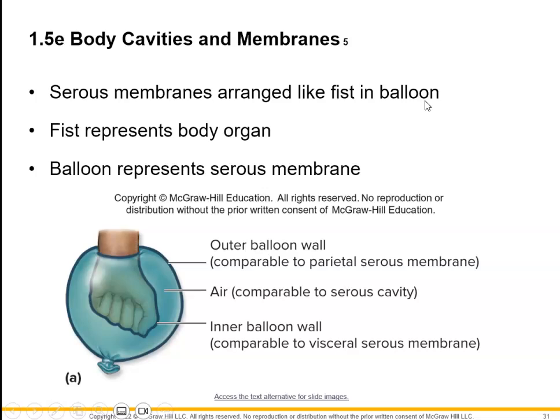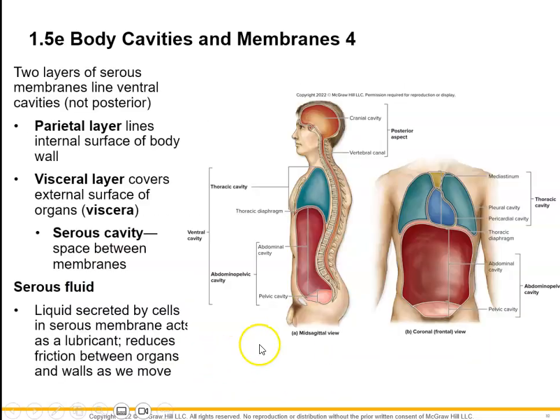So in order to understand this, let's use the analogy of a balloon and a hand to represent the serous membrane and an organ. Now, the serous membranes, as I mentioned, are double layered, and they surround the space and the organs. So remember, the space is the cavity. So if we say that the hand is the organ, the balloon is the serous membrane, notice how the balloon has an outer part and then an inner part that's lying right on the surface of the hand. Okay? So organs are referred to as viscera. So the layer of the serous membrane that is lying on the organ is the visceral serous membrane.